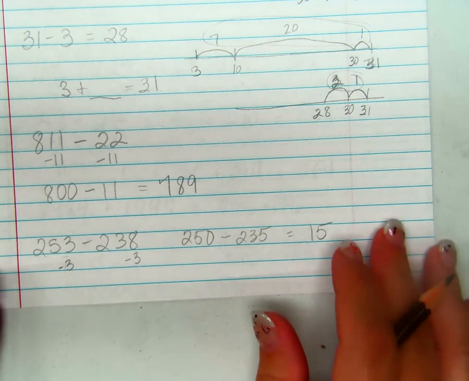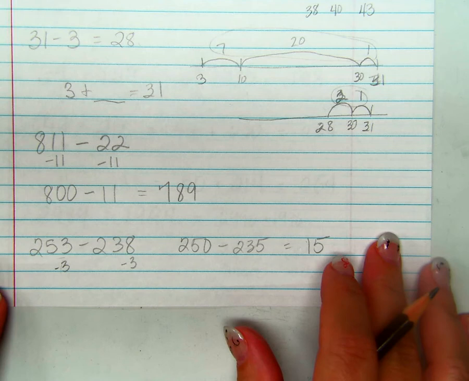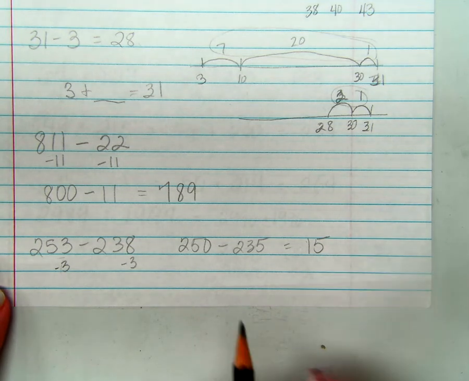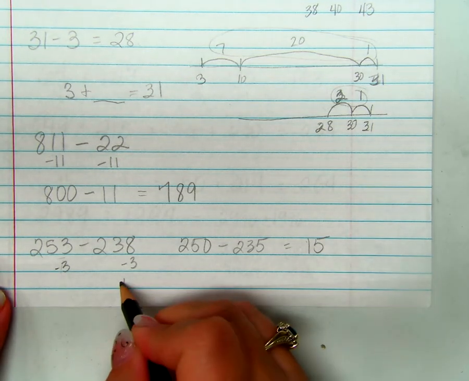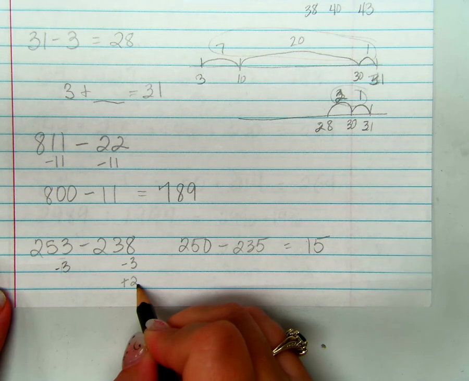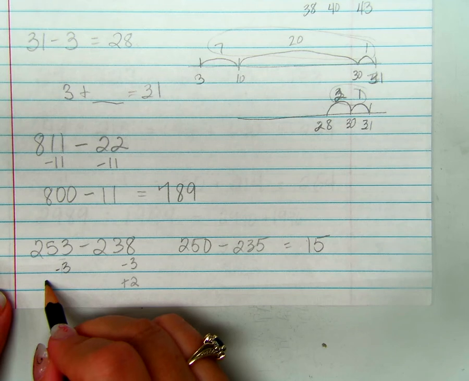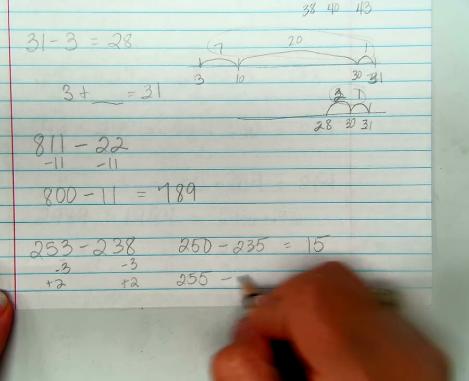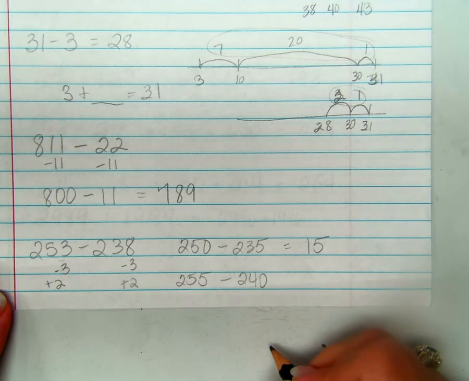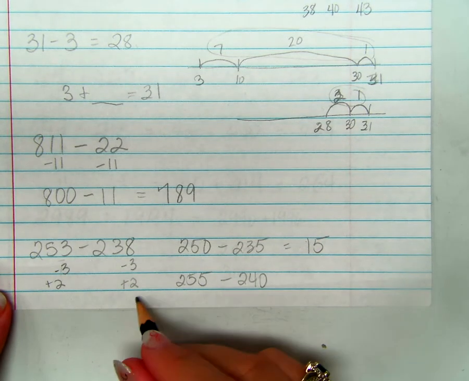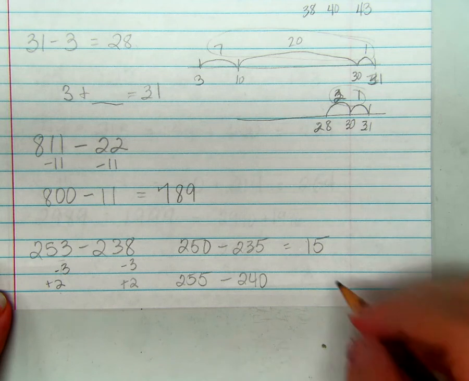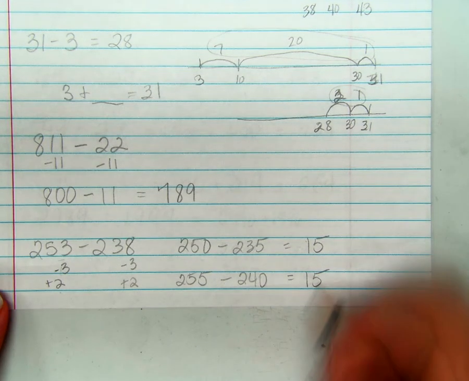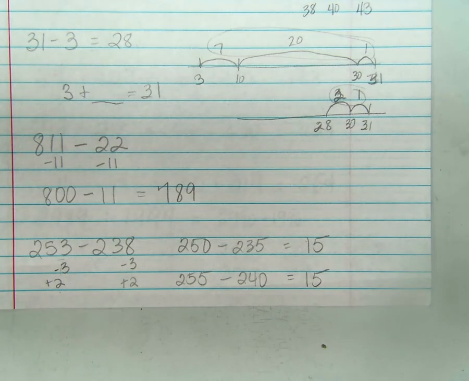Now, if you are unprepared to have your mind blown today, then please prepare yourself really quickly. Because watch this. What happens if I add 2? If I add 2 here, what do I have to do over here? Add 2. That makes that 255 minus 240. Oh my gosh, I can do subtraction by adding? 15. Was that your mind exploding?